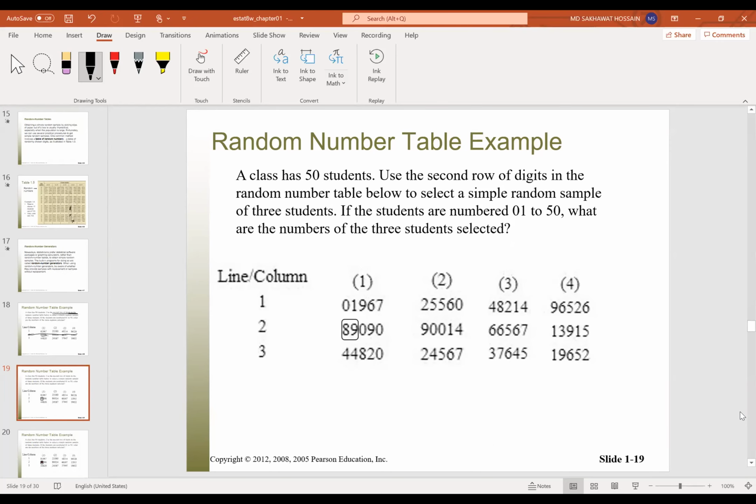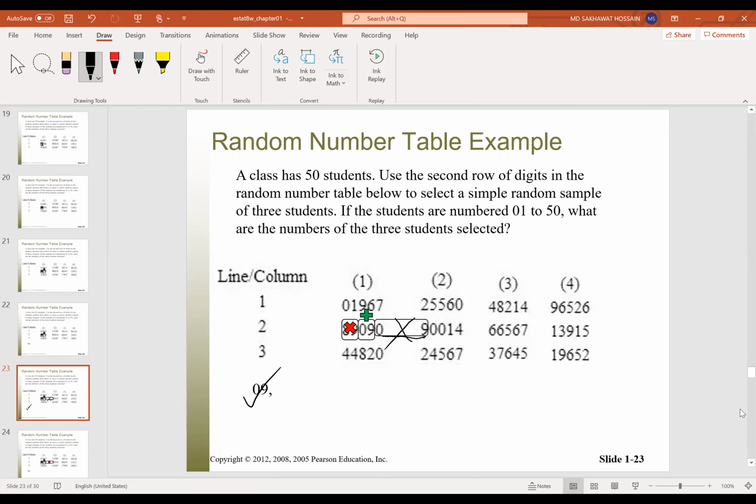So let's see. The first number is 89. Since 89 is not from 1 to 50, we are not going to select this one. Then the next number is 09. Yes, we are going to select this one because 09 is from 01 to 50. Next number is 09 again. Since we already selected this one, we are not going to select this number. Then the next number is 00. So 00 is not from 01 to 50, so we are not going to select that one as well. Then 14. Yes, 14 is from 01 to 50, so we are going to select 14.